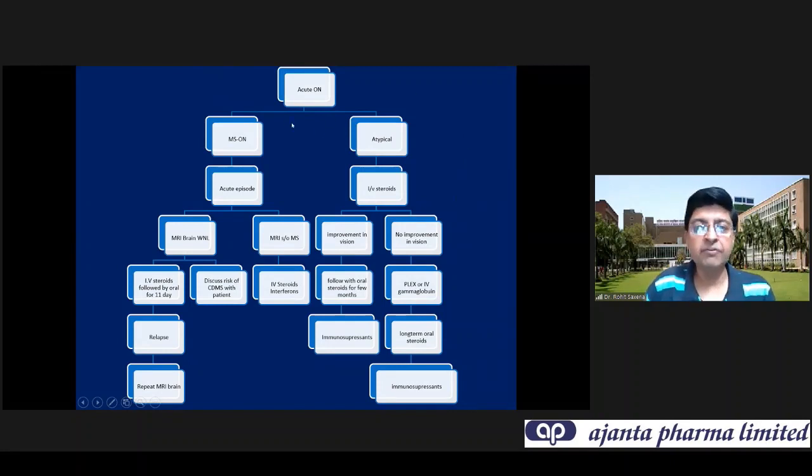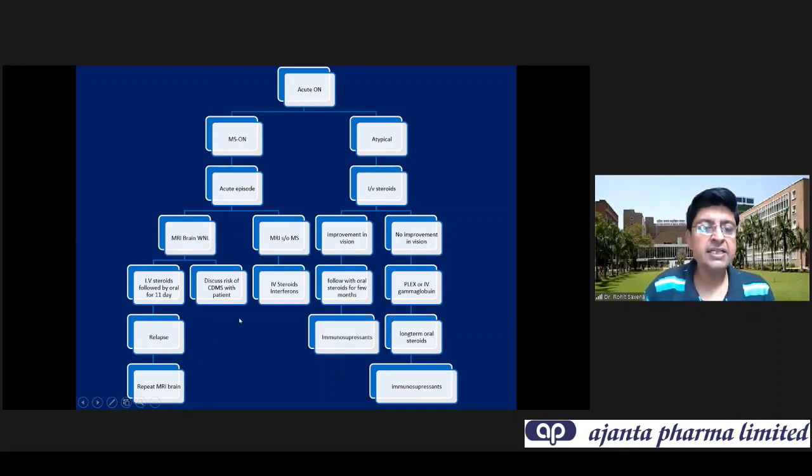So I'll just come with the final management. You have acute optic neuritis, which is if it is MS or isolated optic neuritis, acute episode, the MRI is normal, you give IV steroids, and basically you follow up the patient, and then you worry about repeated MRIs and MS if there is a relapse.